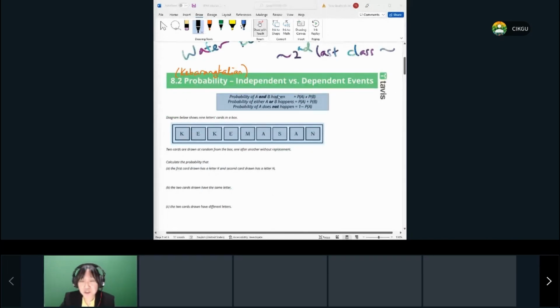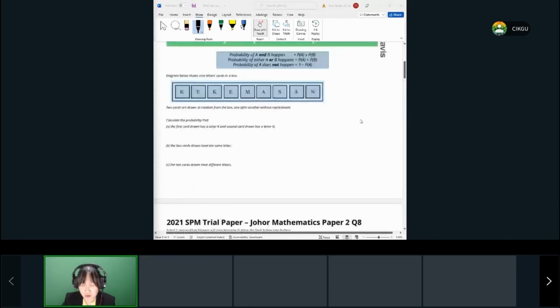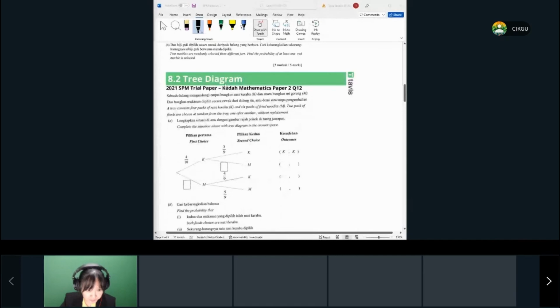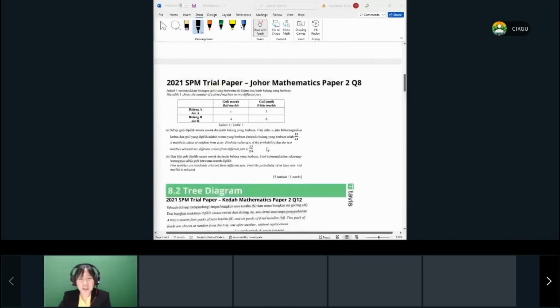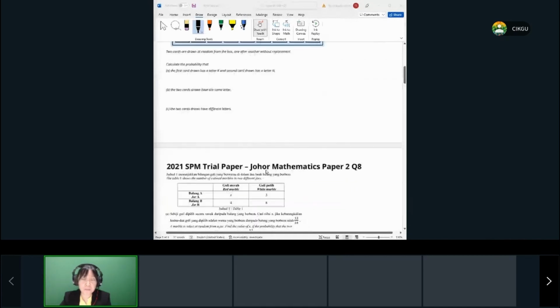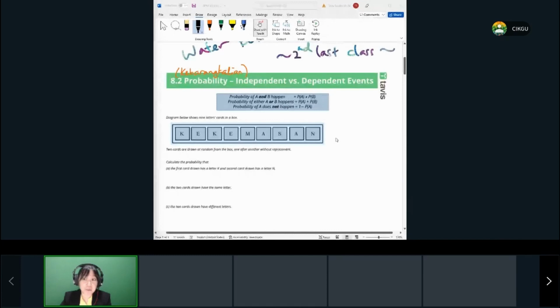Probability. Okay, so I just give you an overview of what we are going to cover under probability. Later we will go through independent events and dependent events, with an example for each of them. And then the next one is tree diagram. How tree diagram can be drawn for both independent and dependent events.